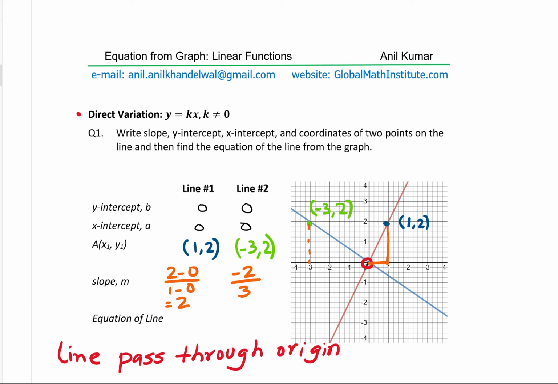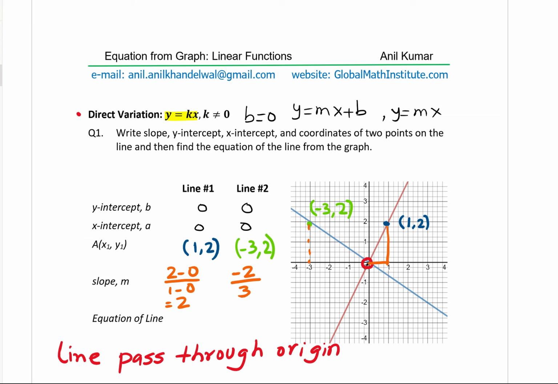Now from here, we can definitely write down the equation of the line. The equation of the line will be of the form y equals kx, simply because in this particular case, as you know, the y-intercept b is 0, right? So b is equal to 0. If I substitute b as 0 in y equals mx plus b, we get y equals mx. So k is actually the slope.